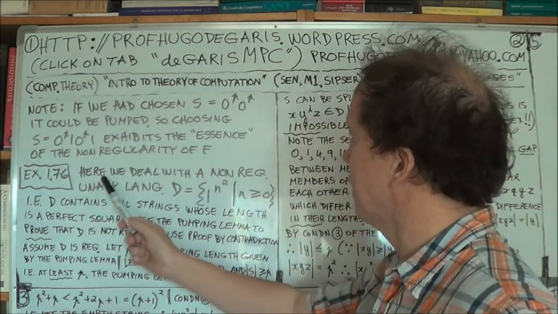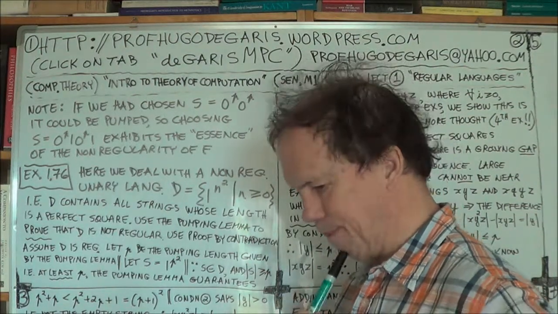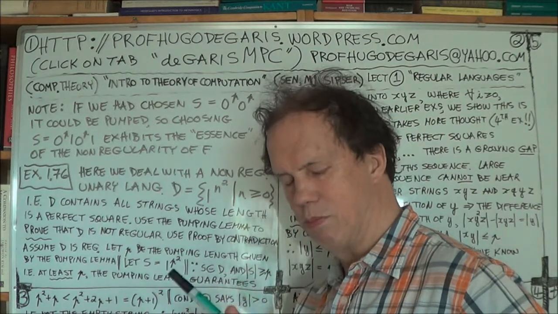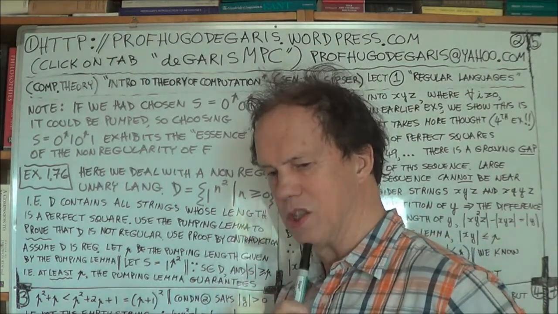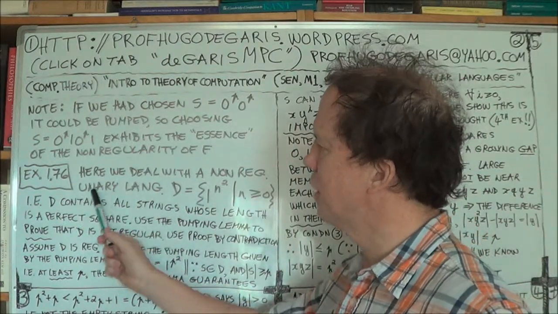Right. So the next example of proving that a particular language is not regular. Now this time the difference is that the language is now unary.